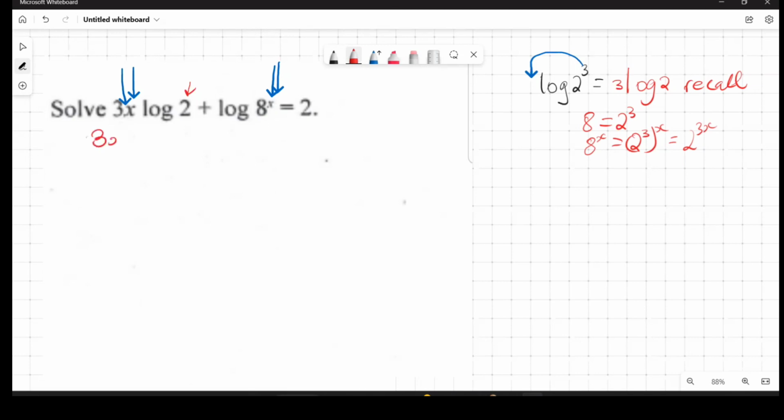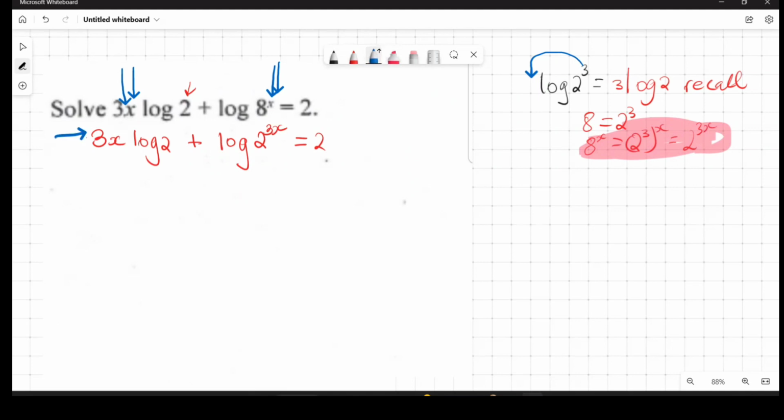So we could have 3x log of 2 plus. Now I'm just going to rewrite this before I do anything. So this can be written as 2 raised to the 3x, and this is equal to 2. So now I have used exponents, which is what we call the laws of indices, to represent 8 to the x as 2 to the 3x. And then that would have produced this.